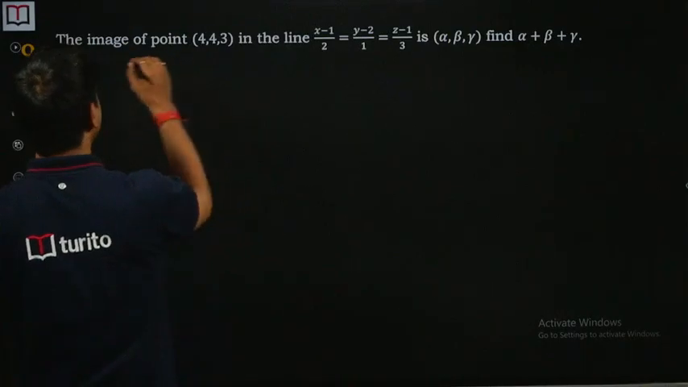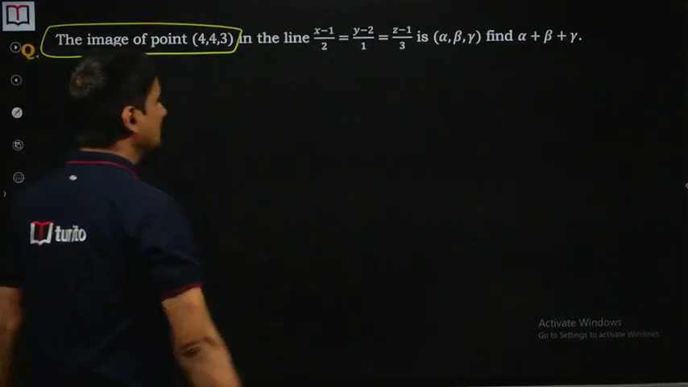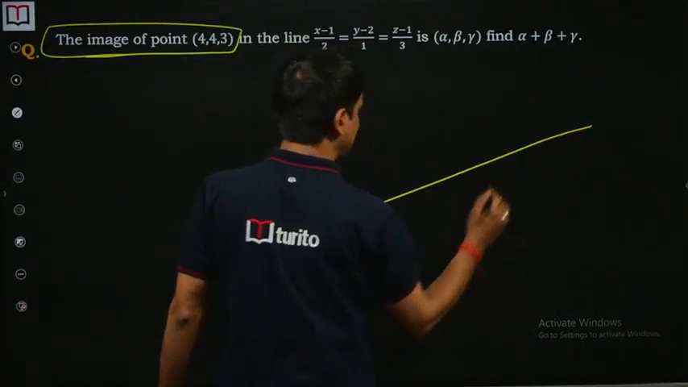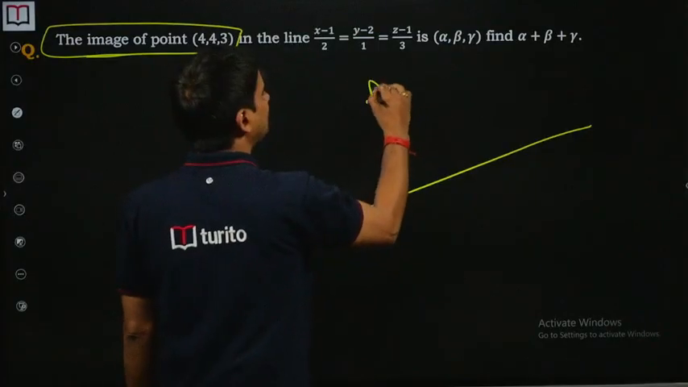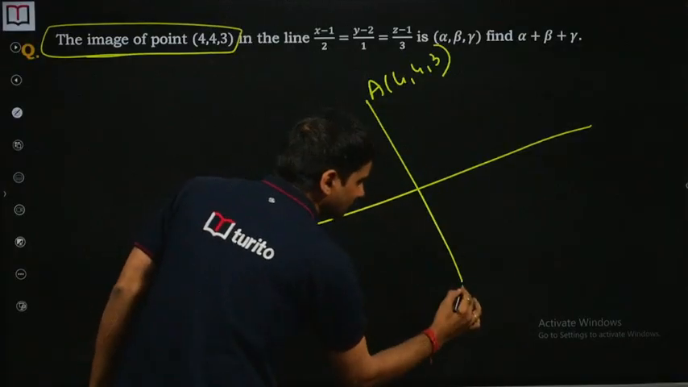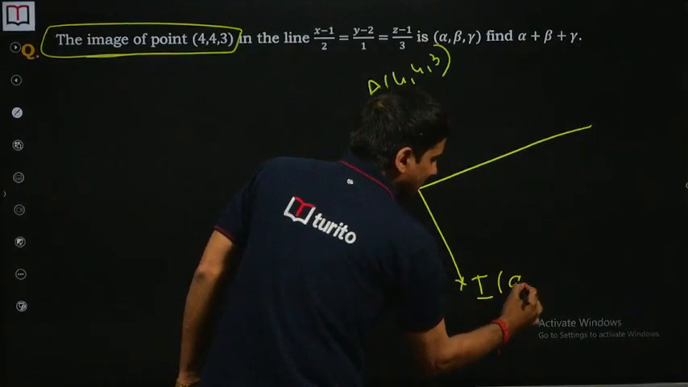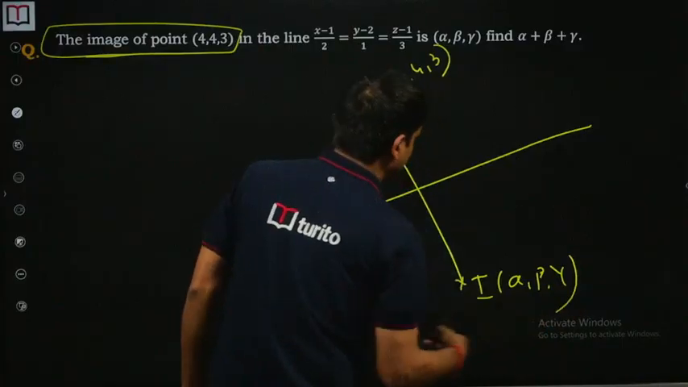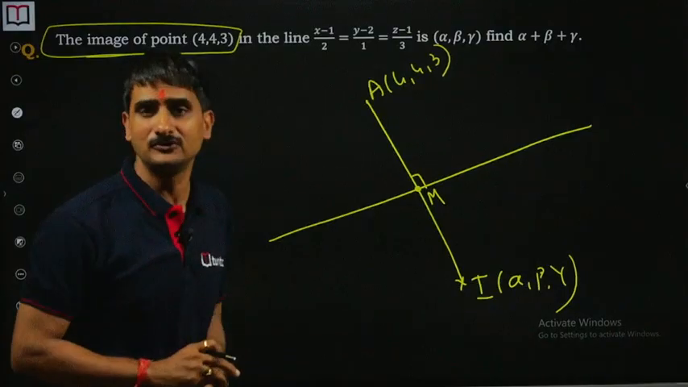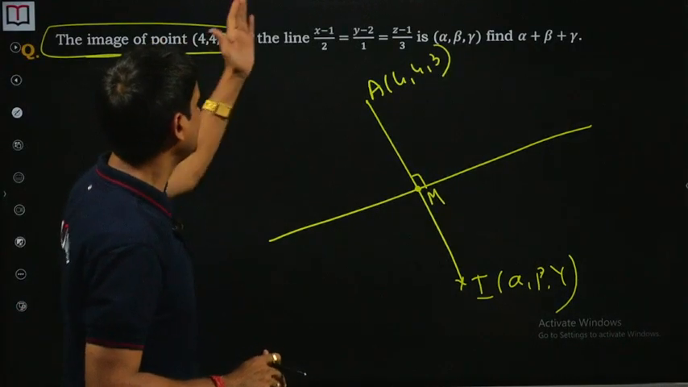Again, a simple question. See, that's the question about which I was talking. So you have to find the image of the point on the line. We have already discussed such type of question in detail. So my approach is simple. Here alpha, beta, gamma is the image point, and M is the midpoint, and this M is also the foot of perpendicular drawn from this point on the line.